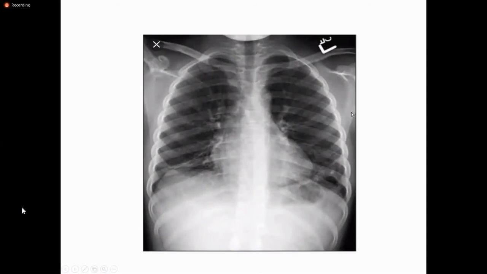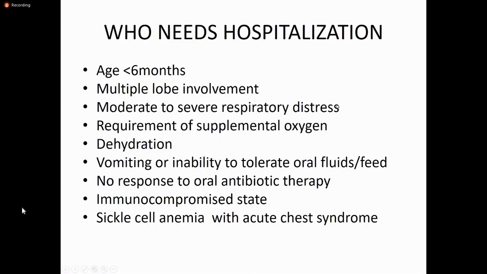And in these X-rays, there were no complications like pleural effusion or pneumothorax. The trachea is central, but there are findings suggestive of pneumonias. Now we have to decide which are the children who need to be hospitalized and which are the children who can be treated on oral antibiotics, right? So these are few indications for admission. For example, if the baby's age is less than 6 months, we have to admit the patient.